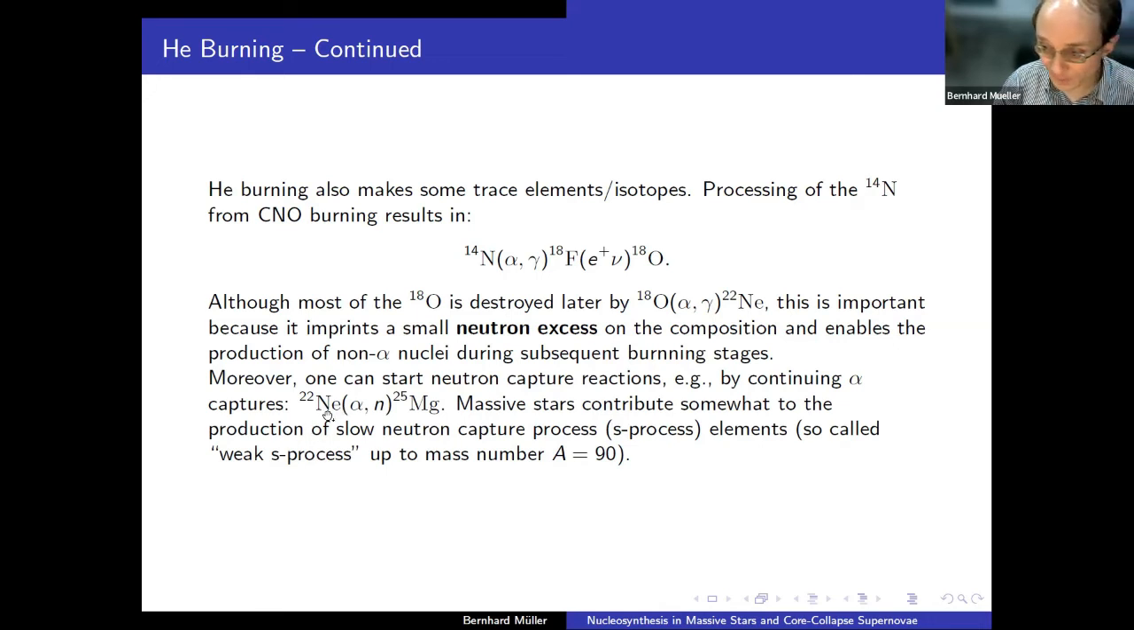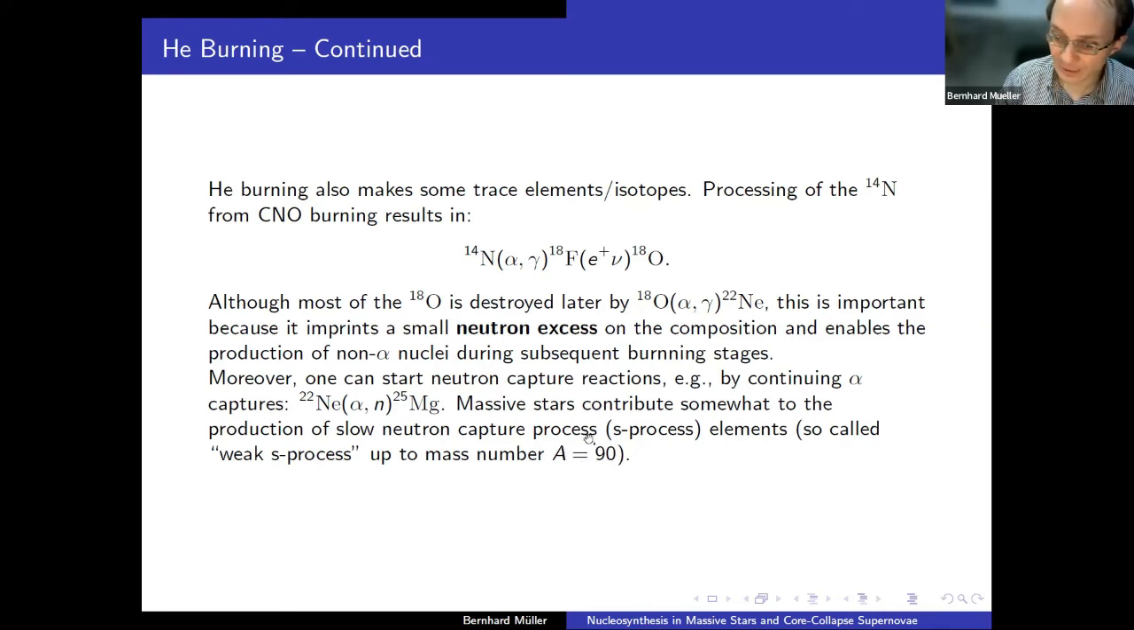What you can later do with this neon-22, you can liberate that neutron again by an alpha capture, and then you can use those neutrons to make a slow neutron capture process. So catch those neutrons on iron group nuclei and make neutron-rich nuclei heavier than iron. And this will lead to a slow neutron capture process in massive stars. It works with smaller neutron fluxes than in low mass stars, and therefore it will only make these s-process isotopes up to mass numbers of A equals 90.